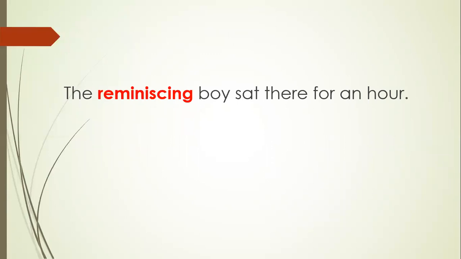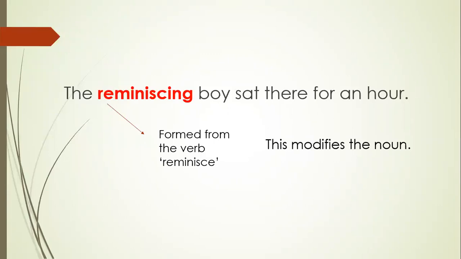Let's look at this example. The reminiscing boy sat there for an hour. The word reminiscing, ending in ing, is taken from the verb reminisce, which then modifies the noun boy. The verb sat. So the reminiscing boy sat there for an hour. Once again, the verb becomes an adjective describing the boy, the noun.